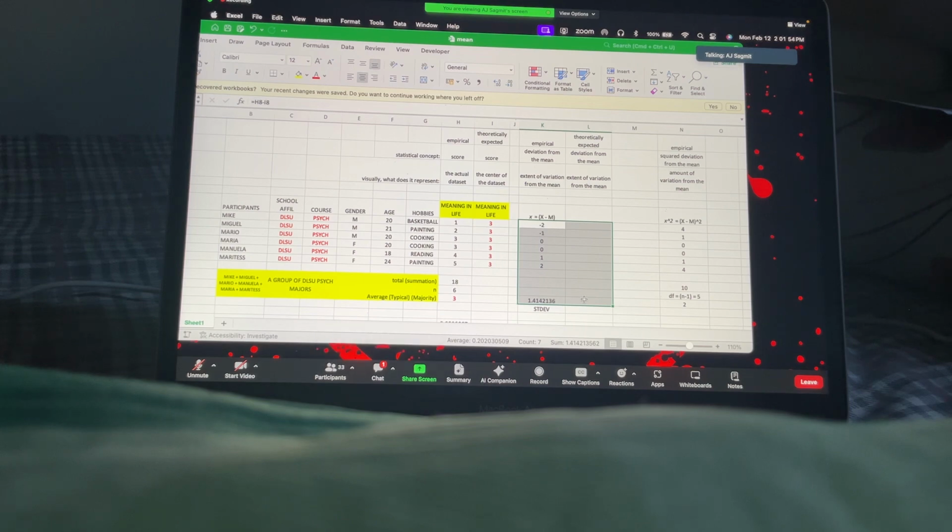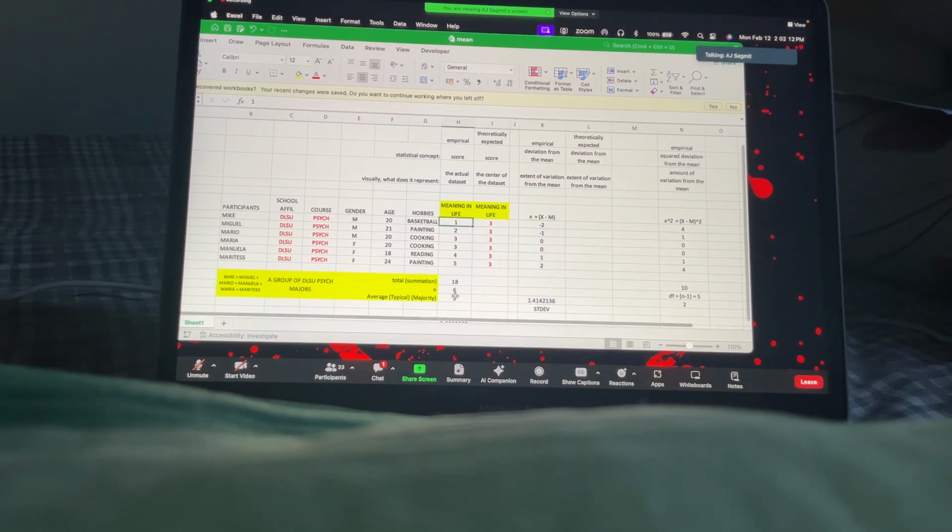Athena, you're saying something? Sir, I guess ko lang po, pero I'm not sure po, pero minus po yung meaning of life sa score ng F. Mas small I.